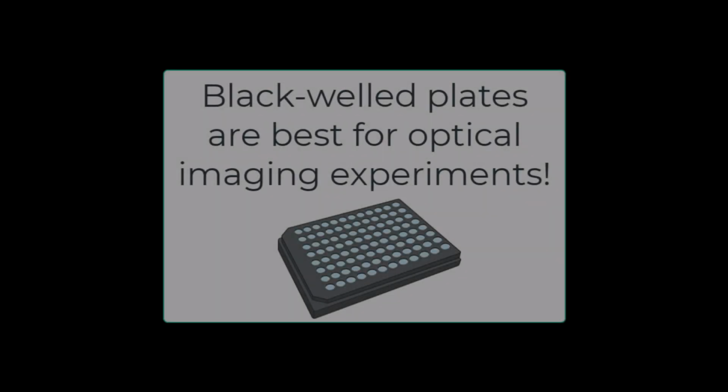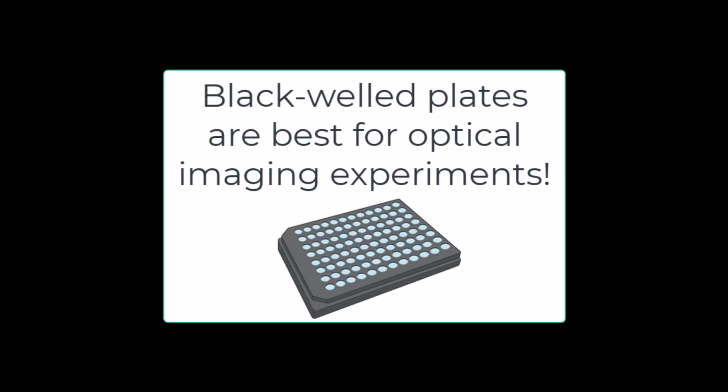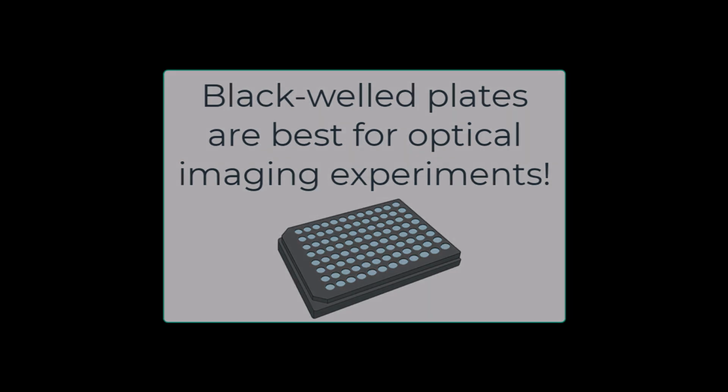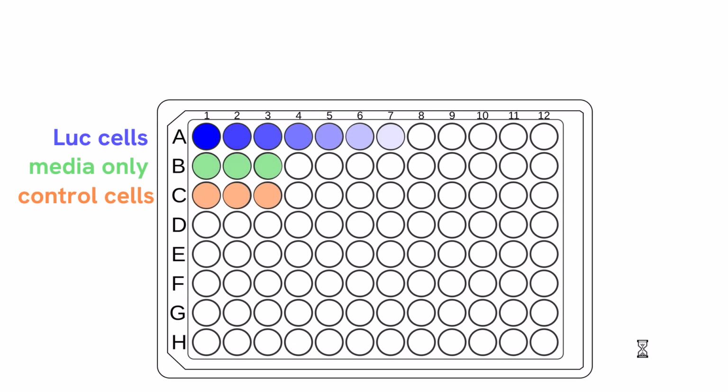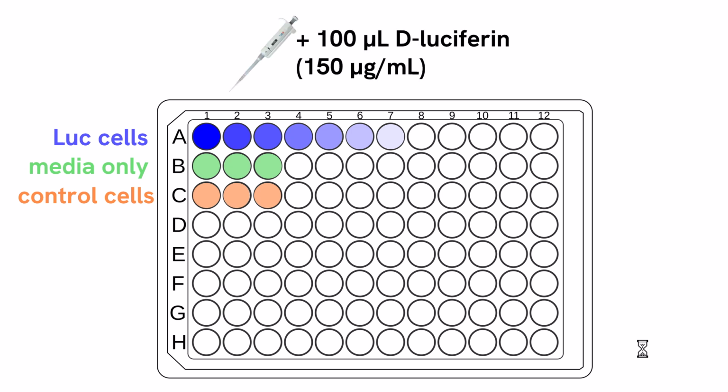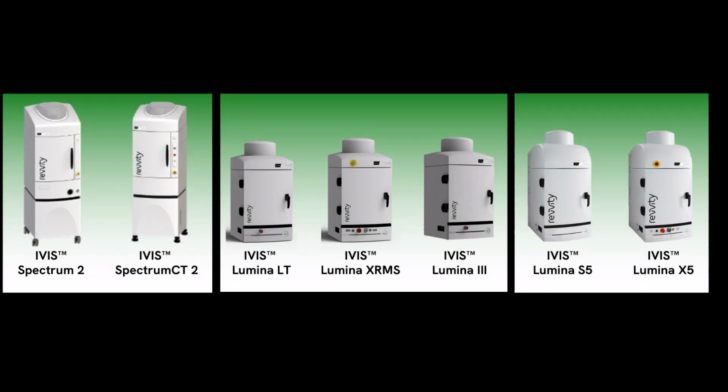It is highly recommended to use black well plates for all procedures in the IVUS. White and clear plates can cause many issues with bioluminescent or fluorescent reporters, including autoluminescence, autofluorescence, reflection, and contamination of neighboring wells. Prior to imaging these wells, add 100 microliters of D-luciferin substrate to each set of wells. D-luciferin is added at a concentration of 150 micrograms per ml. Incubate for 5 minutes at 37 degrees Celsius. We're now ready to image.